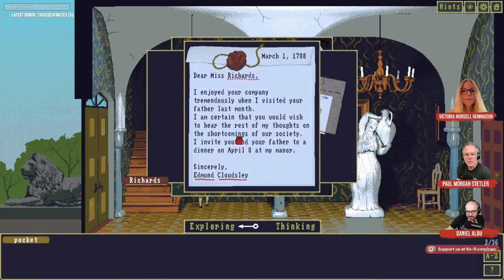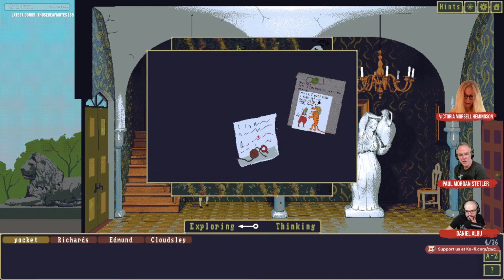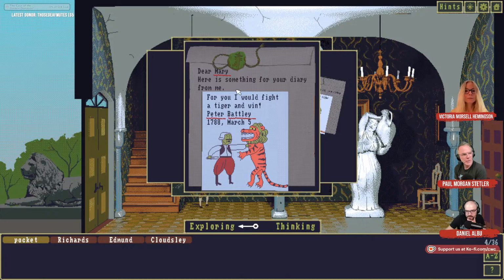All right. Dear Miss Richards, I enjoyed your company tremendously when I visited your father last month. I am certain that you would wish to hear the rest of my thoughts on the shortcomings of our society. I invite you and your father to a dinner on April 8th at my manor. Sincerely, Edmund Cloudsley.